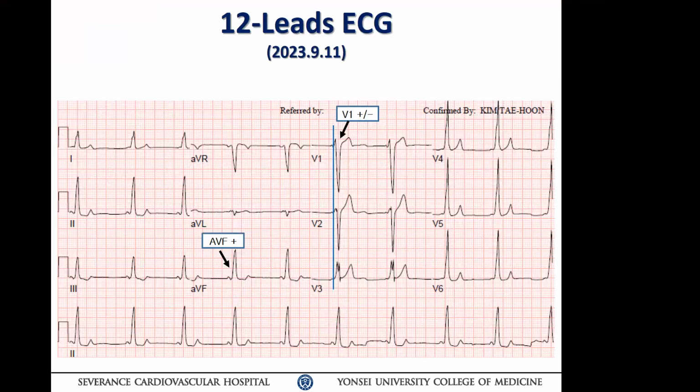This is his ECG taken during the hospitalization. We can see the delta wave, which is positive and negative in deep V1 and very deep as well in V1, and also positive in AVF, indicating that the patient has a possible septal bypass tract and also a very high septal, possibly anterior septal bypass tract.